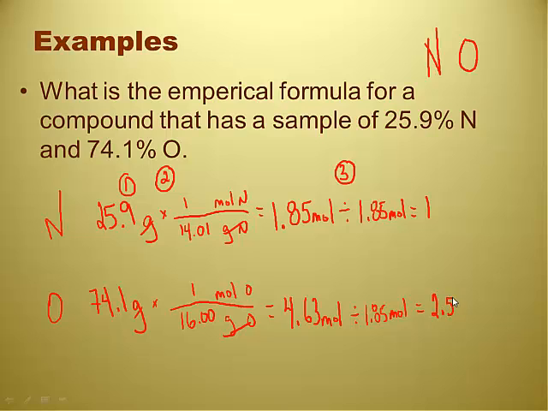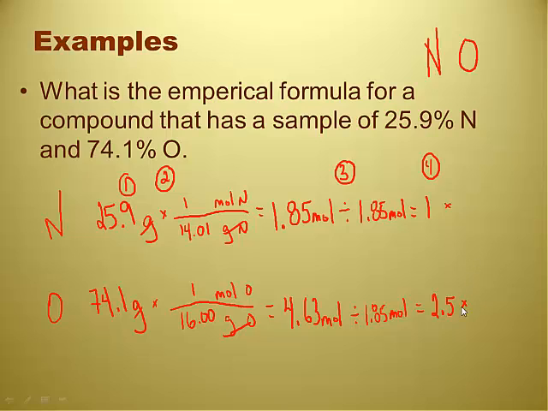2.502. So we're going to round that to 2.5 because it seems close enough to 2.5. Now, are we done? Can I say N1O2.5? No, this is one of those situations where we have to do the fourth step. Here's the beginning of the fourth step.